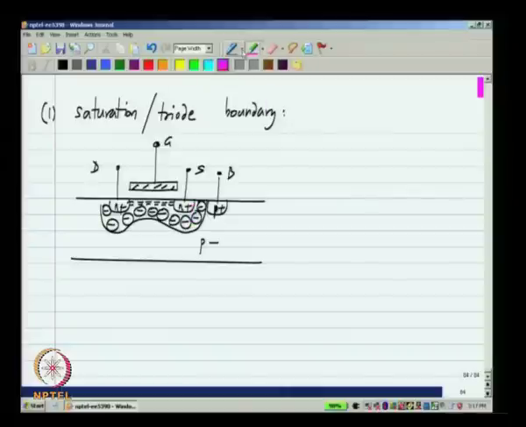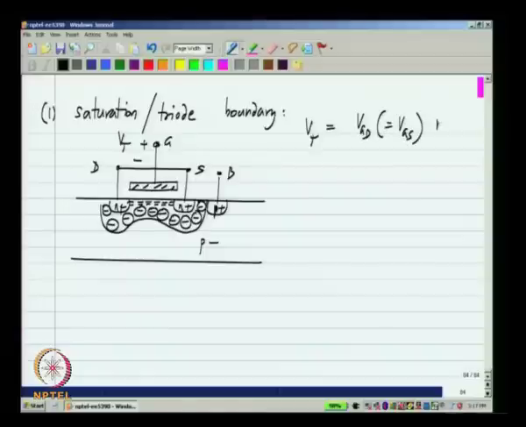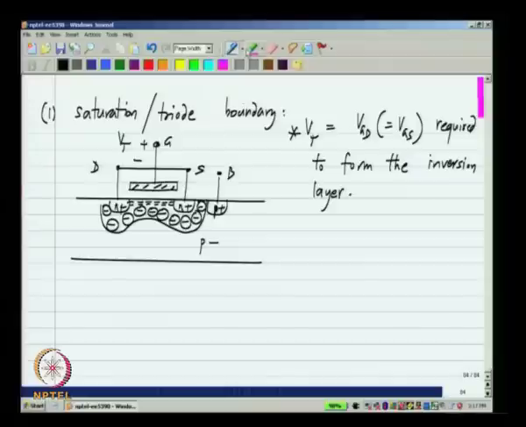Okay. Now, the amount of voltage you need, let us say we have the gate and source tied together, the amount of voltage you need between the gate and drain or source to start the process of inversion is the threshold voltage. Okay. Vt is nothing but VGD, which is the same as VGS with this connection, required to form the inversion layer. Okay.